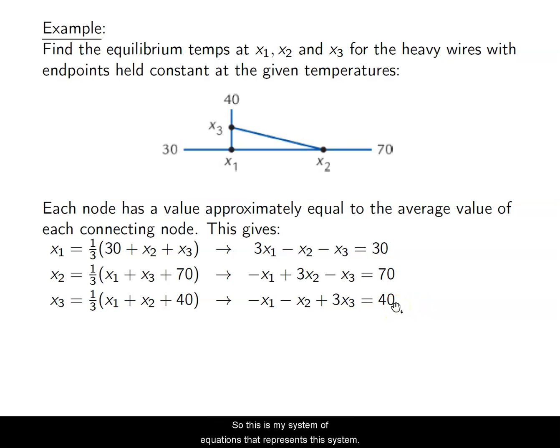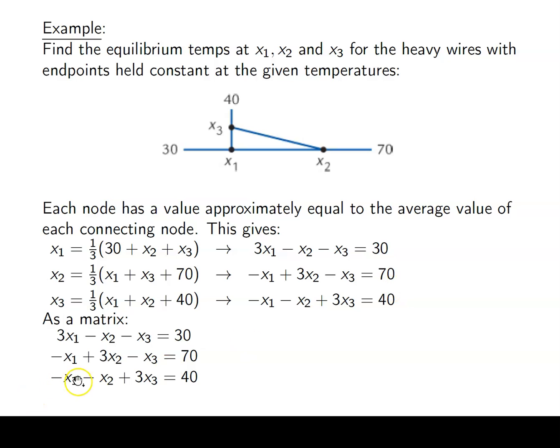So this is my system of equations that represents this system. Each x1, x2, and x3 has a single value that it will have according to these constant temperatures at the endpoints of the wire. So if I want to turn this into a matrix, again, I'm just pulling out the coefficients.